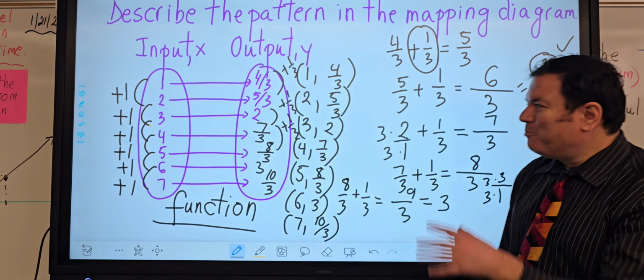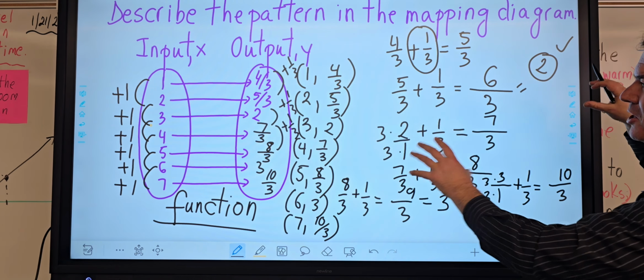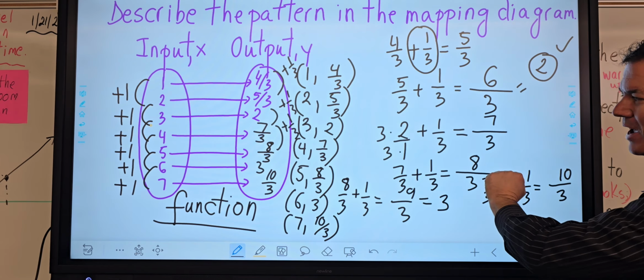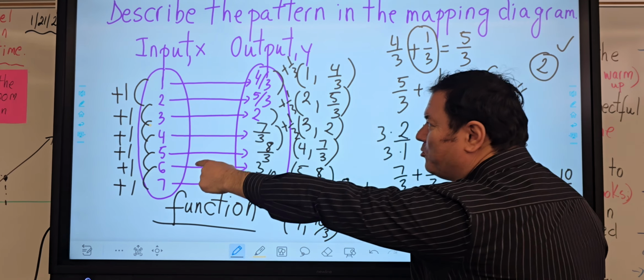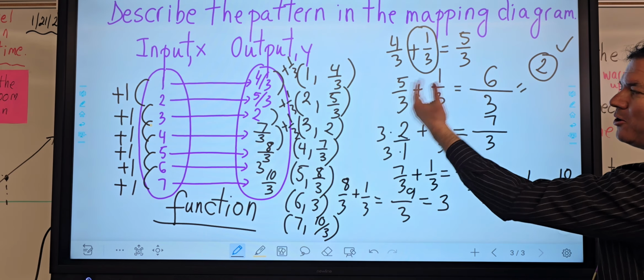Okay? I hope you got a grasp on how to identify patterns looking at a mapping diagram. So here we added 1 each time for the input, and for the output we added 1 over 3 each time.